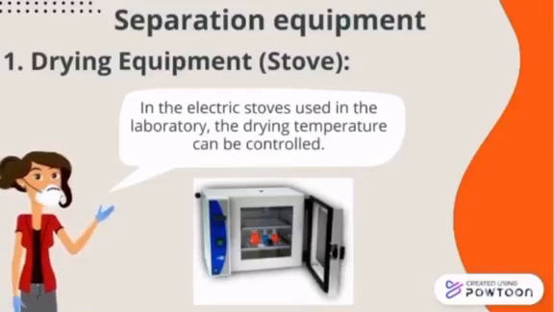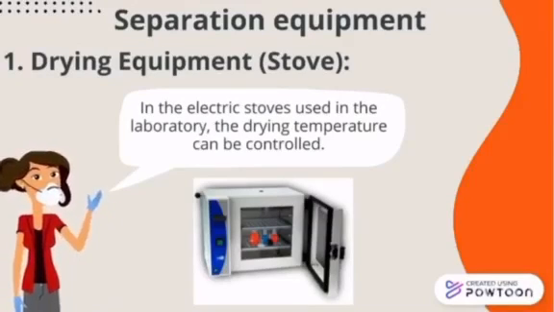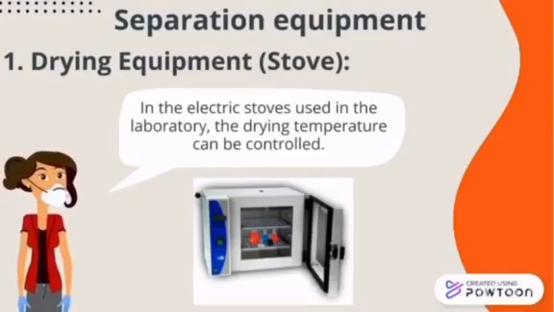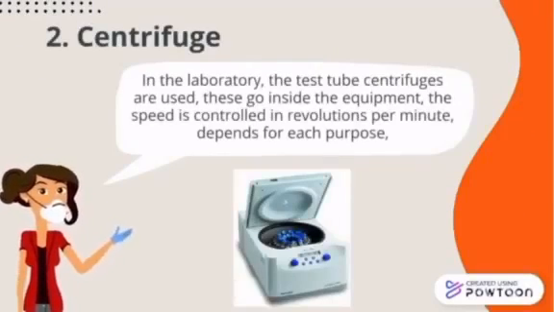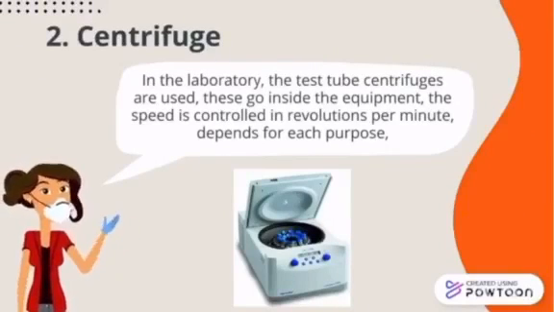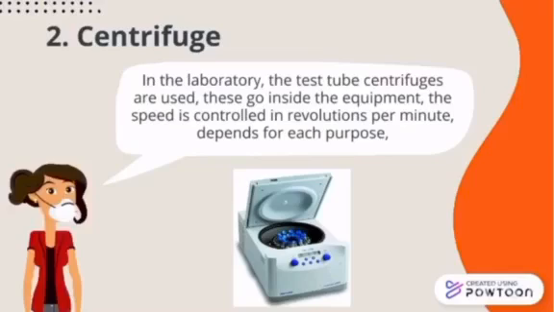Separation equipment. 1. Drying equipment. Stove. In the electric stove used in the laboratory, the drying temperature can be controlled. 2. Centrifuge. In the laboratory, test tube centrifuges are used. These go inside the equipment. The speed is controlled in revolutions per minute, depending on each purpose.